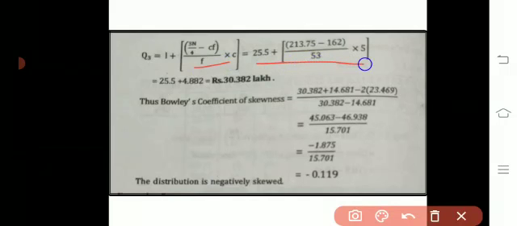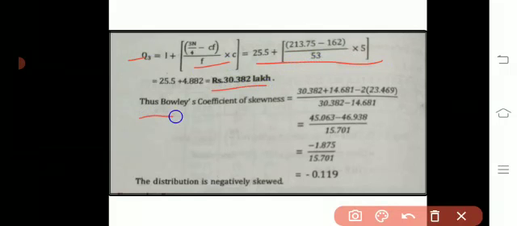Then we have to find Q3. Here Q3 is L plus 3n divided by 4 minus CF divided by F into C. By putting all these values and simplifying, you will get Q3 is equal to rupees 30.382 lakh.